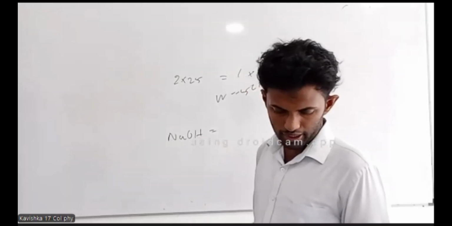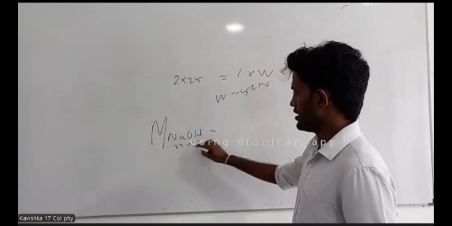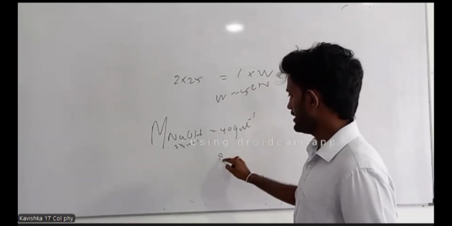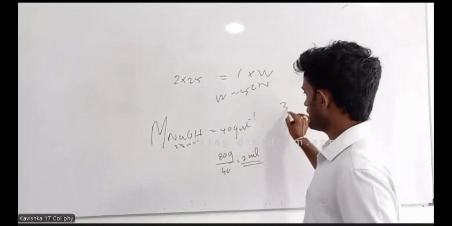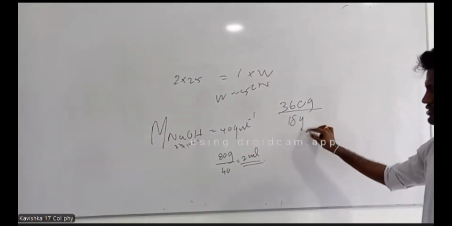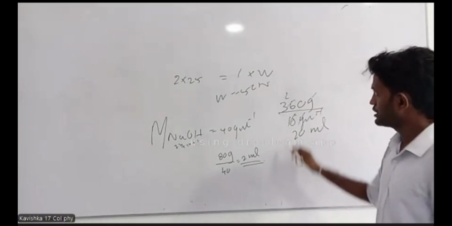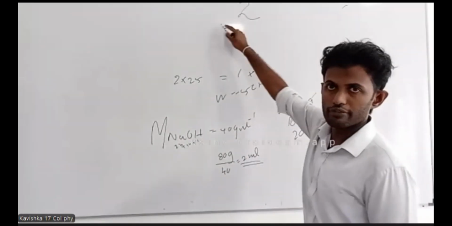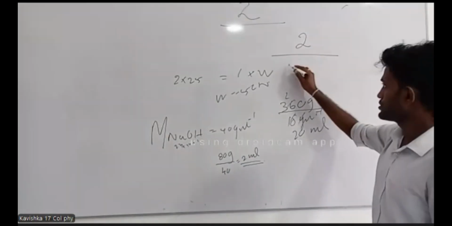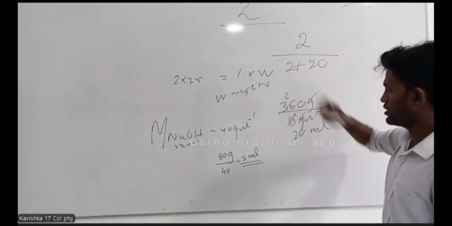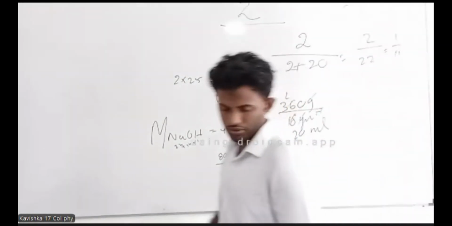What is the molar mass of sodium hydroxide? Molar mass of sodium hydroxide is 23 plus 16 plus 1, which is 40 g mol minus 1. So 80 grams is 2 moles. Then water, 360 grams divided by 18 g mol minus 1, so it's 20 moles. Then the mole fraction is 2 divided by 2 plus 20, solute plus solvent. So it's 2 divided by 22, which is 1 over 11. 1 over 11 is the answer.